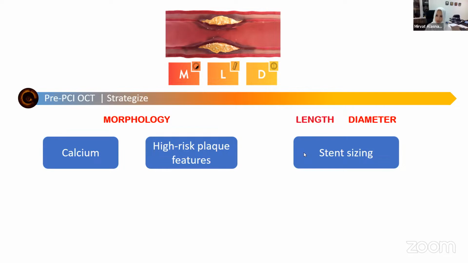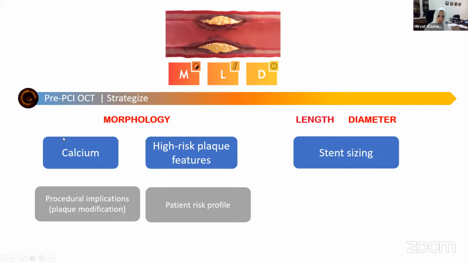And then we want to look at the lesion itself. We want to determine the length of the lesion, the diameter, the reference diameter, so we can select an appropriately sized stent. When we're looking at morphology, it has, as I mentioned, procedural implications, bringing in the bigger guns, rotablation and so on, but also assessing high-risk plaque features in patients who come in with ACS and you can't identify a culprit. And then the stent sizing and identifying landing zones.